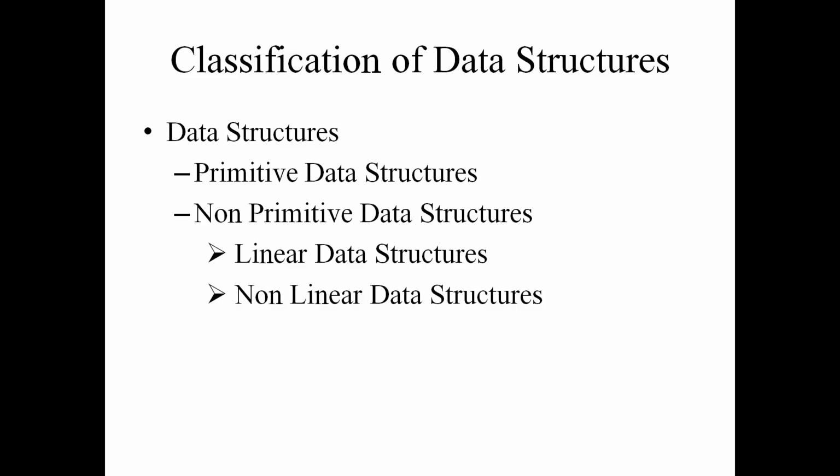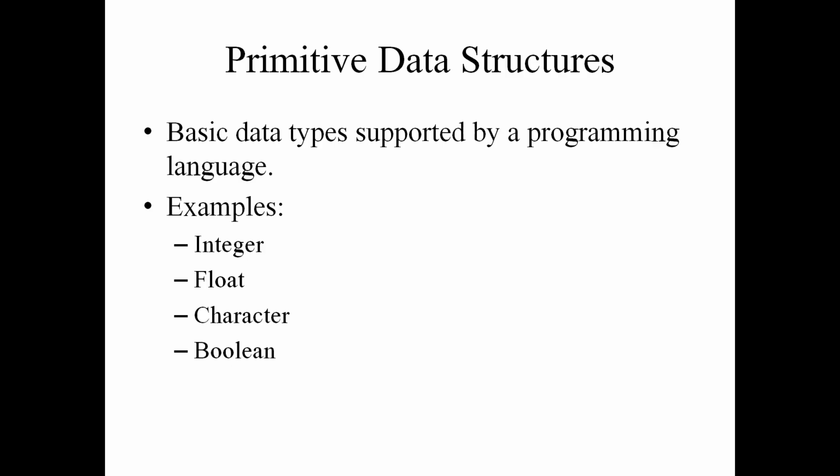Let's start with primitive data structures. Primitive data structures are the basic data types directly supported by the programming language. Examples include integer, float, character, and boolean. For example, int age, char grade, float salary. These are the basic building blocks used to construct more complex data structures. So think of them as individual small bricks which help us to build complex buildings.